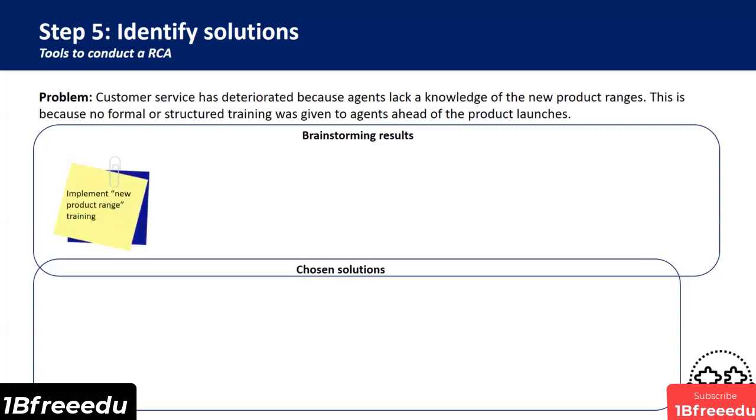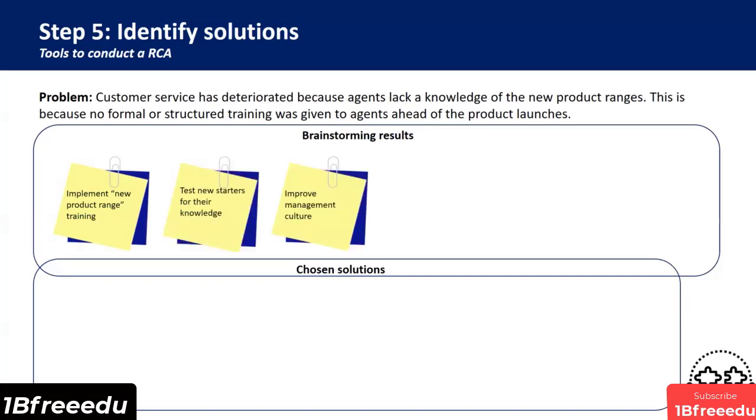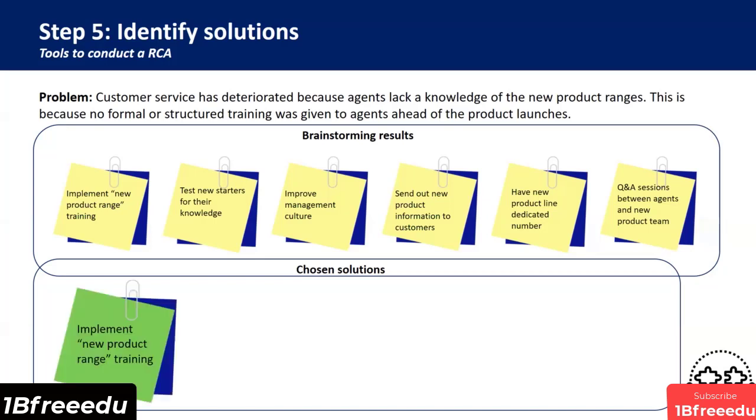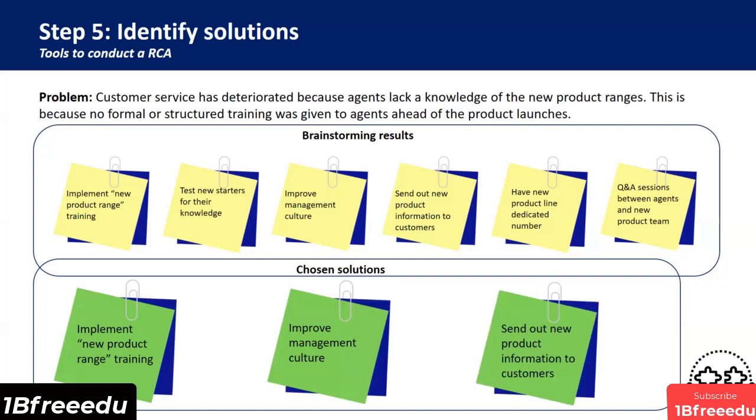Examples could include: implement new product range training, test new starters for their knowledge, improve management culture, send out new product information to customers, have a new product line dedicated number, Q&A sessions between agents and the new product team. So this is where you identify all the potential solutions that you could explore. And then from that, as a team, you identify which solutions you're going to take away: implement new product range training, improve management culture, send out new product information to customers.